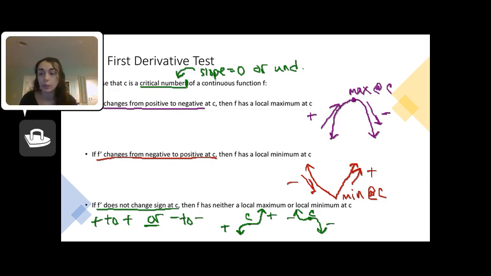So we have to be careful when we're doing this. A critical number does not necessarily mean that there's a maximum or minimum value. We could be in this last case for this test, and there might not be either. Okay, any questions on this so far? Okay, great, we're going to move on then.